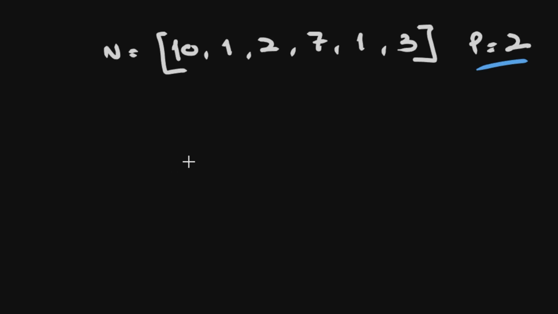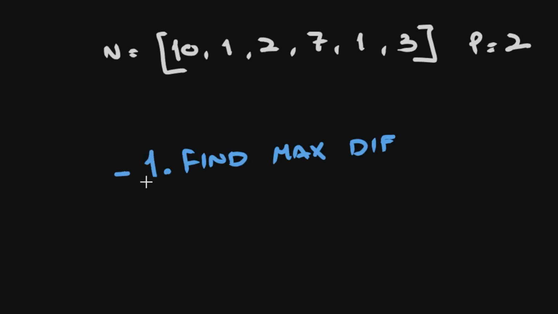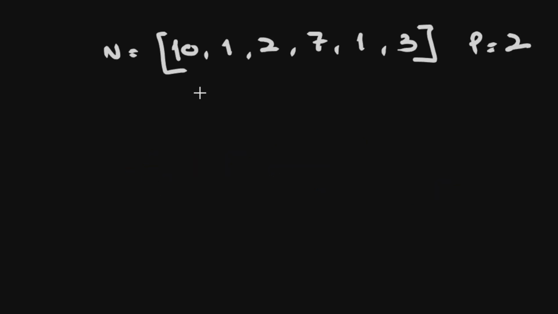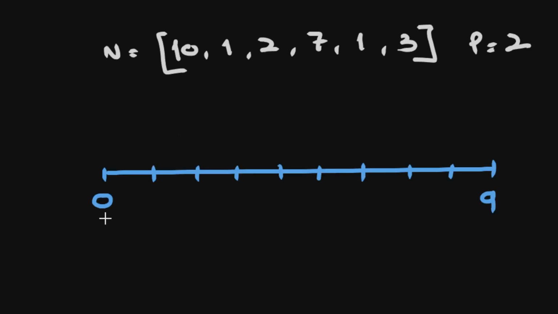Our strategy here will be first, find the maximum difference, and second, find the minimum difference for p. In this case, p equals 2. Let's see what this means. Let's start with the first part. How can we find the maximum difference here? Well, we know that the maximum difference is 10, which is the maximum element here, minus the minimum element, which is 1. So the maximum difference is 9. And now we know that the result goes from 0 to 9.